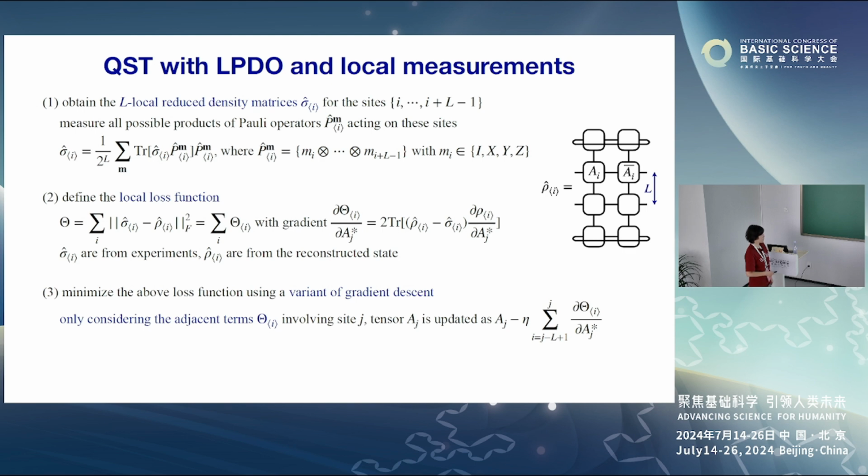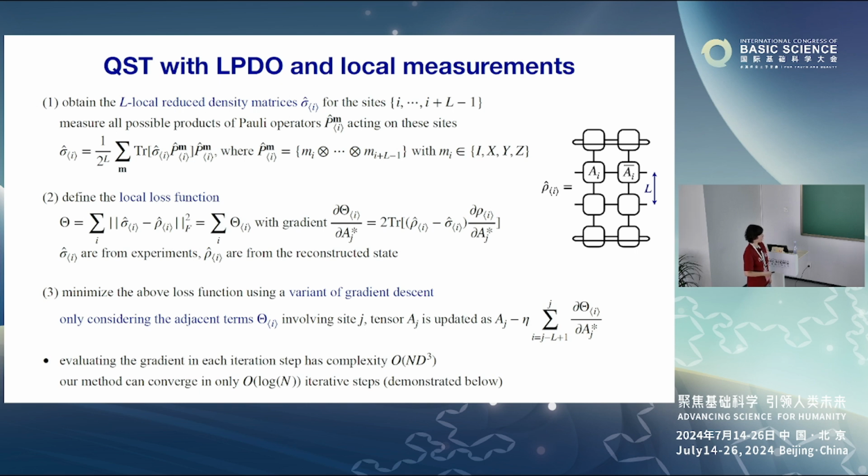As another simplification, we only consider the adjacent terms involving the site J. So we can get the gradient, and then we can update the local tensor A like this. Finally, we can evaluate the gradients at each step, and the complexity is only proportional to the number of different sites. Later we will show from numerical results that this kind of iteration can converge in only log N iteration steps.